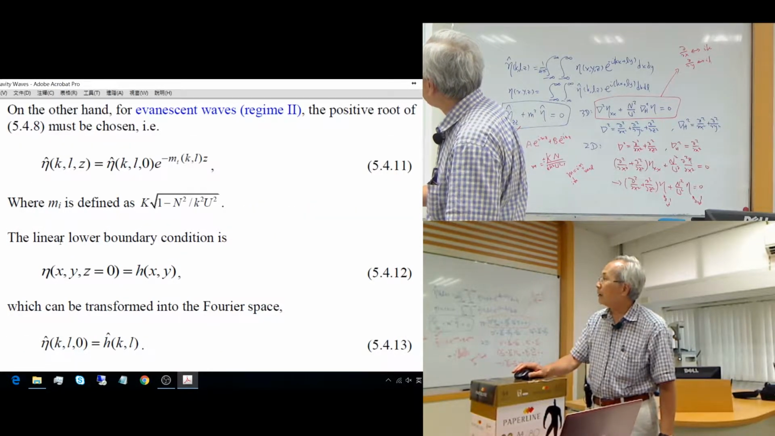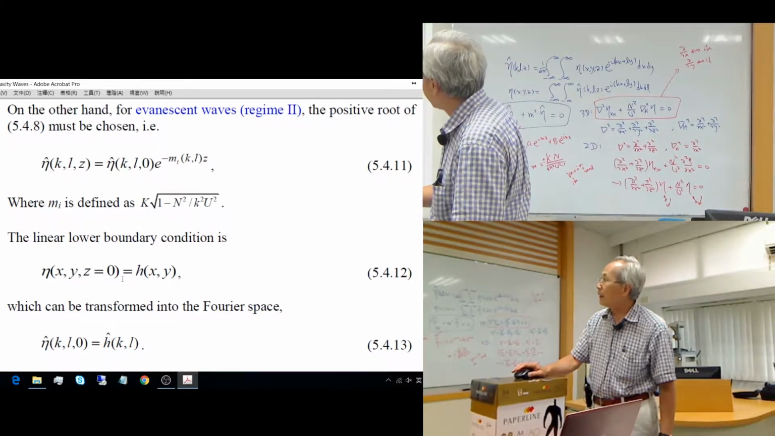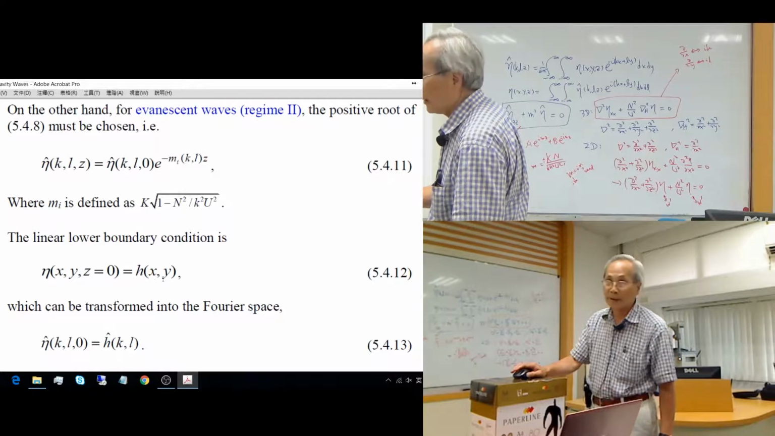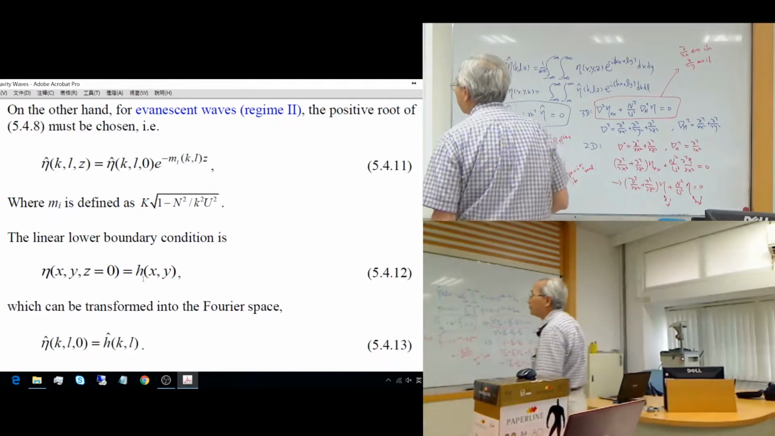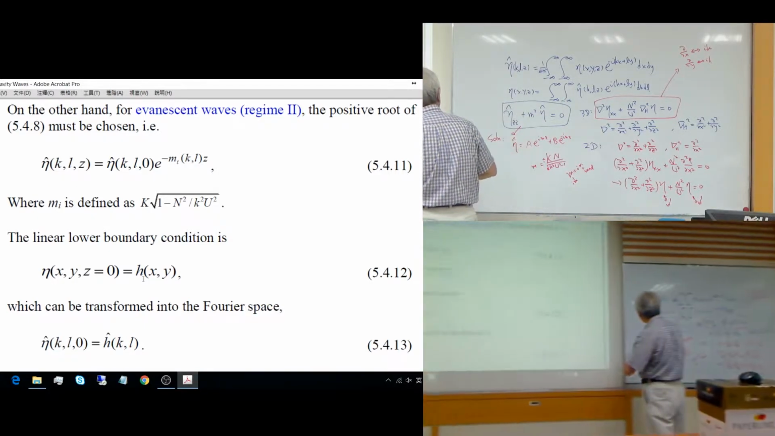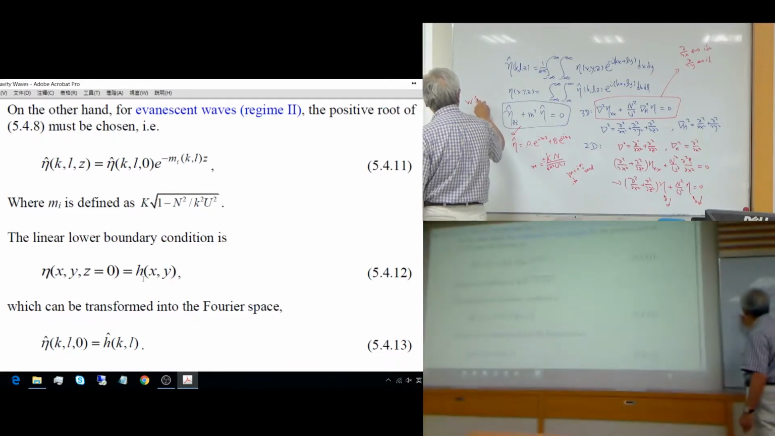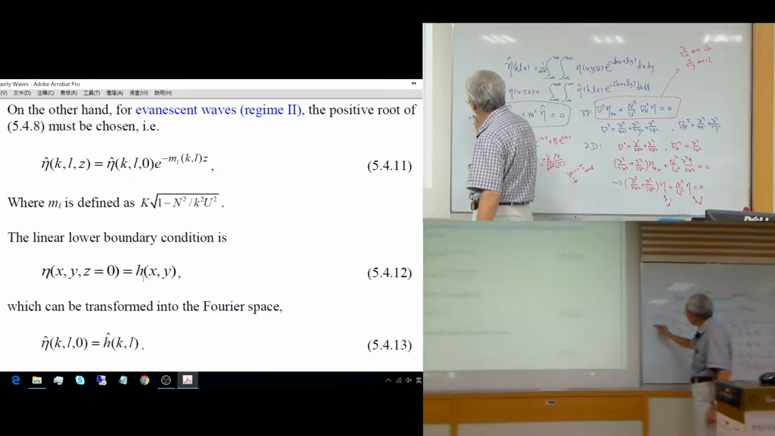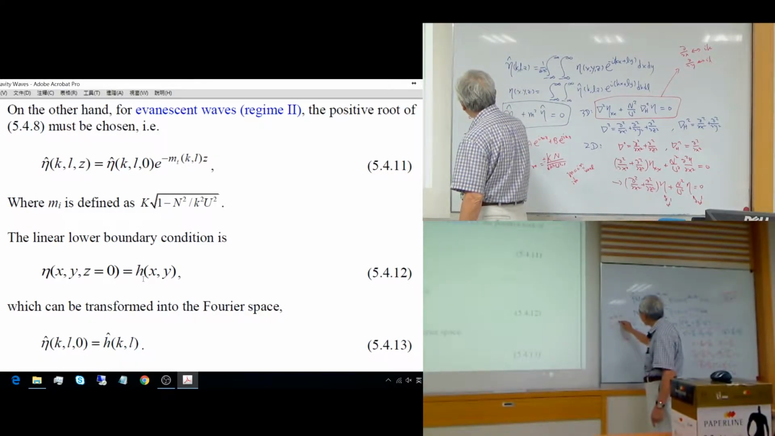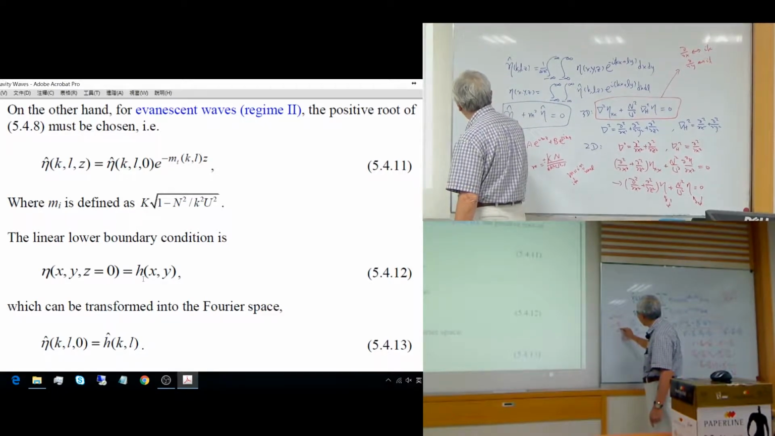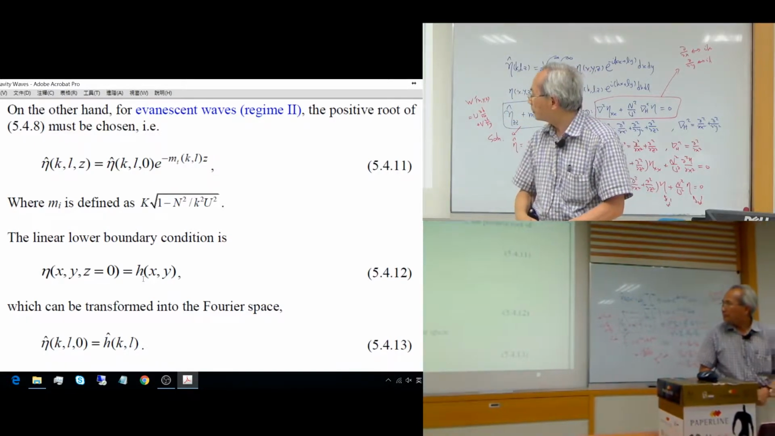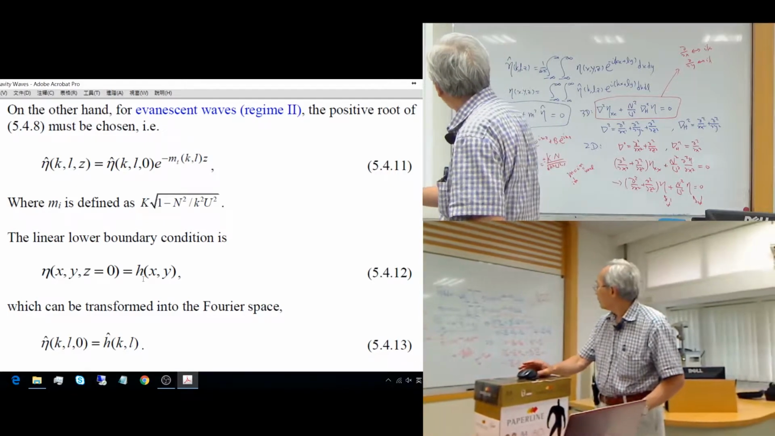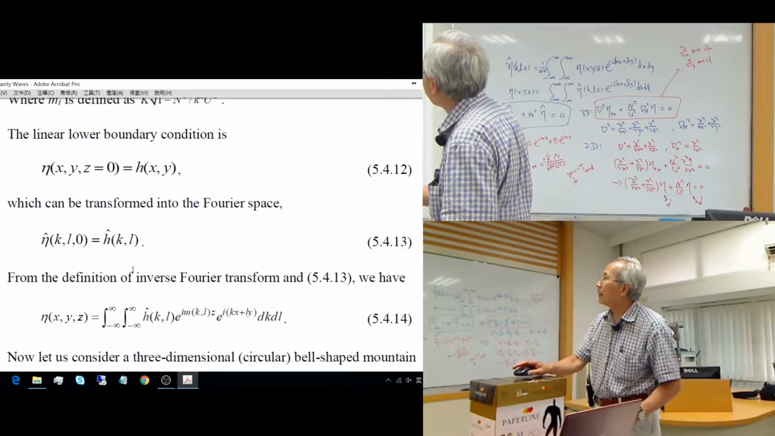And the linear lower boundary condition can be applied, which is eta equals h of x, y. And that's w equals U partial eta partial x, corresponding to eta prime, at x, y, and 0. And that is equal to U partial h partial x plus V partial h partial y. So now we have this.